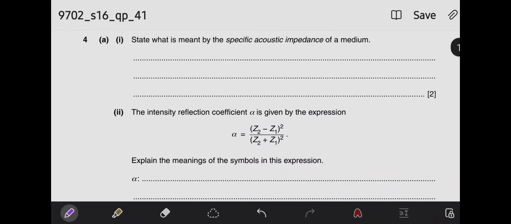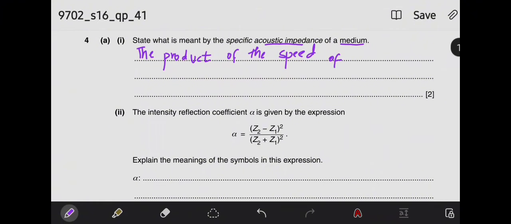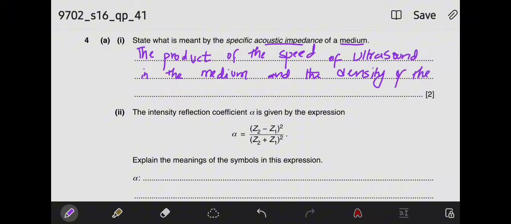Question number 4. State what is meant by the specific acoustic impedance of a medium. So the acoustic impedance of a medium is defined as the product of the speed of ultrasound in the medium and the density of the medium.